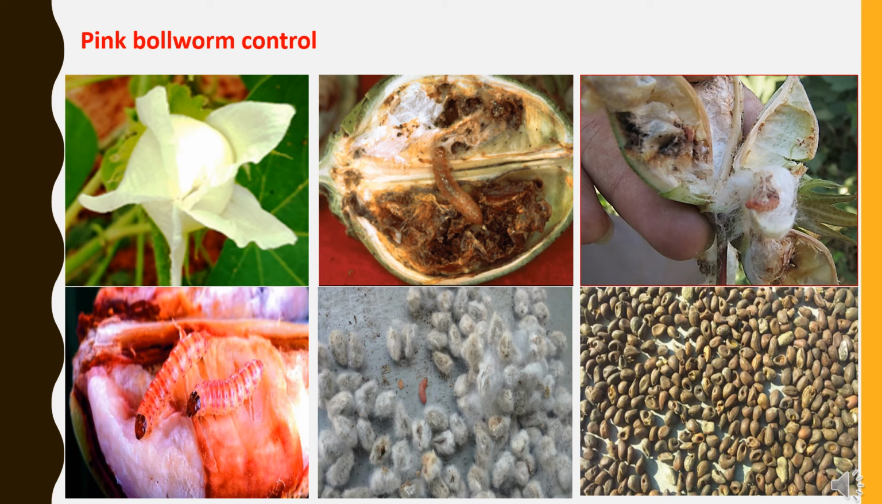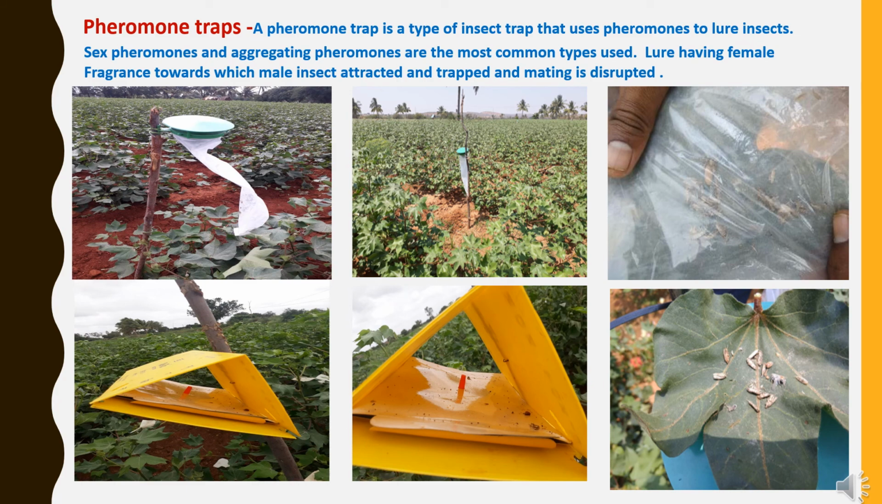So we have to follow the necessary mechanisms for pink bollworm control. For control of pink bollworm, in addition to chemical control, pheromone traps are used. A pheromone trap is a type of insect trap that uses pheromones to lure insects. Sex pheromones and aggregating pheromones are the most commonly used.